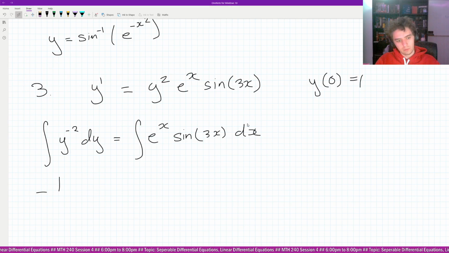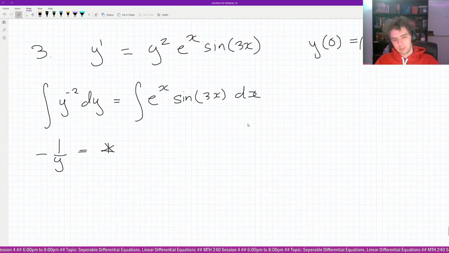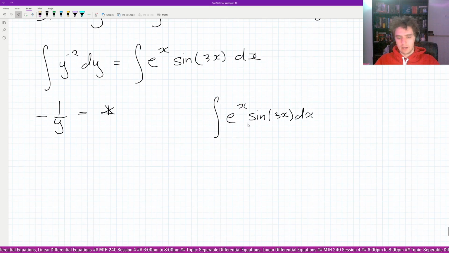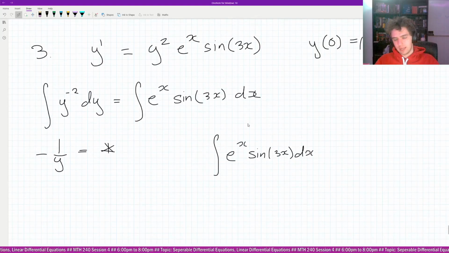So it's going to be negative 1 over y equals, and now this right here. Okay, so now let's figure out what that is, I'm going to do it on the side here. Integral of e to the x sine 3x dx. So I'm going to do an integration by parts.